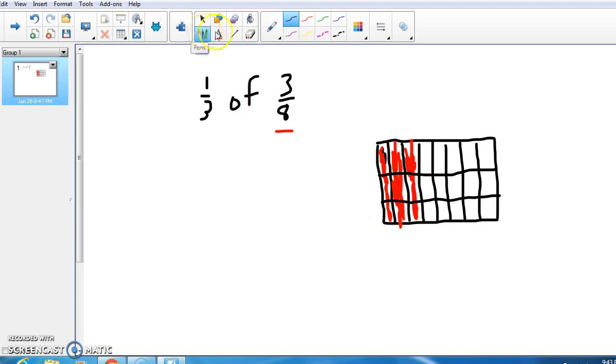So now I'm going to go back and double shade. Of this 3/8, I'm shading in 1/3. So this would be shaded, this would be shaded, and this would be shaded. So from our picture, I know that 1/3 of 3/8 is 3 out of 24 parts. However, I also know that this can be simplified into 1/8. Okay, so that's the problem. I could take 1 times 3 gives me 3, and 3 times 8 gives me 24.